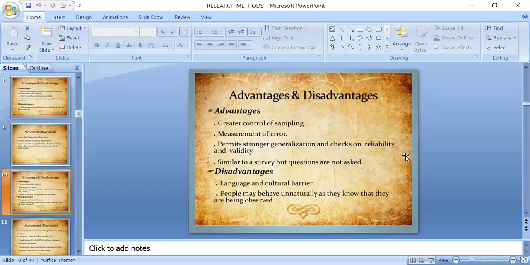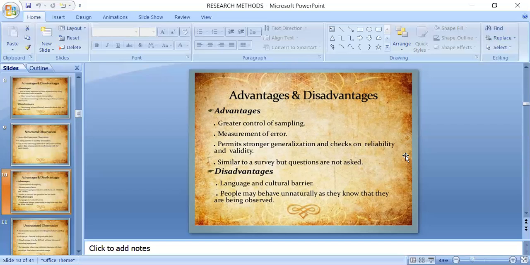Advantages and disadvantages, pros and cons of this method: the advantage is greater control for sampling, because they collect a huge variety of data. Measurement error, definitely, when we apply techniques like SPSS or SmartPLS, there are chances of error. It permits stronger generalization and checks on reliability and validity, similar to a survey, but questions are not asked.